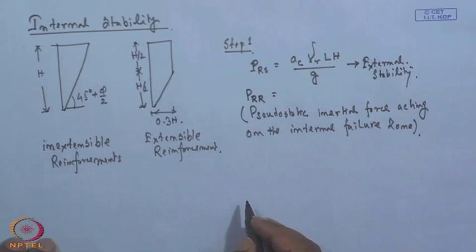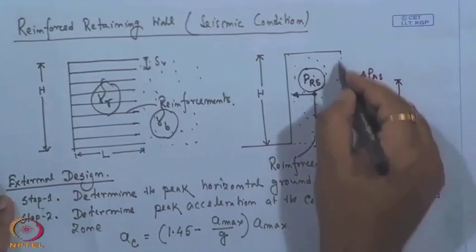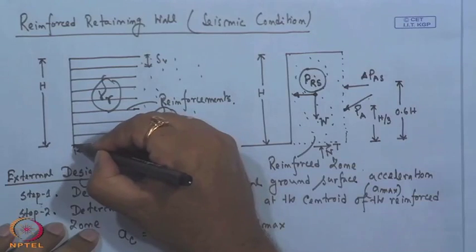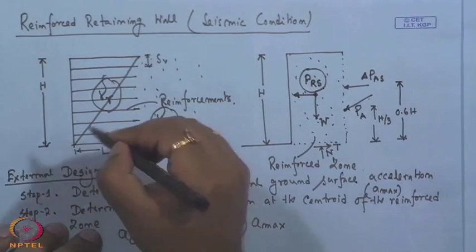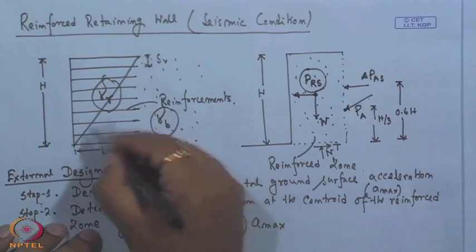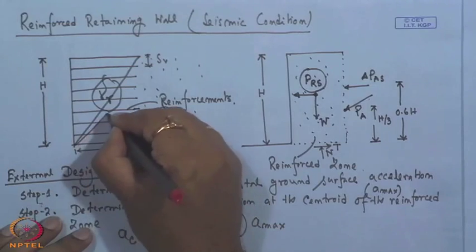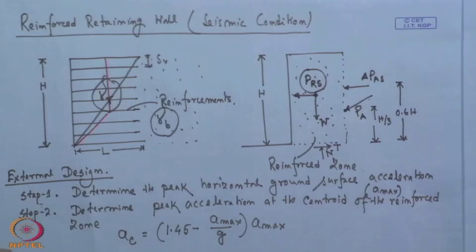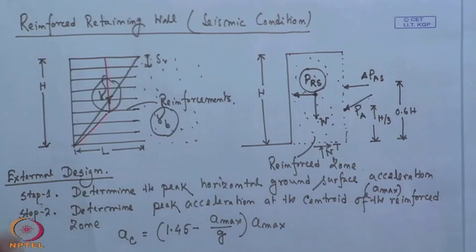So, that means in the previous case we considered the total weight of this zone. Now, here we will consider only the failure zone. If this is the failure zone for inextensible reinforcement, and if it is extensible reinforcement, then we will get this type of failure. So, we will consider only the weight of this failure zone.